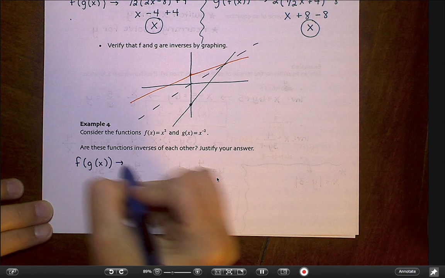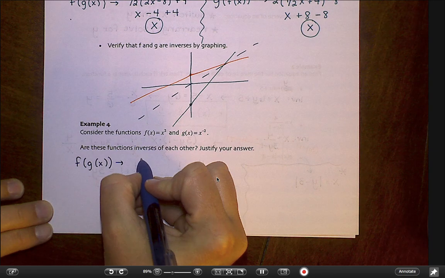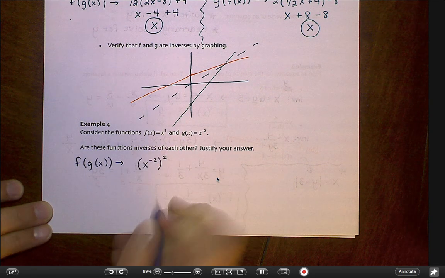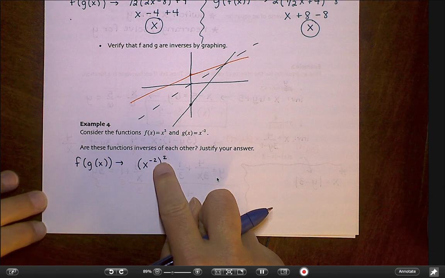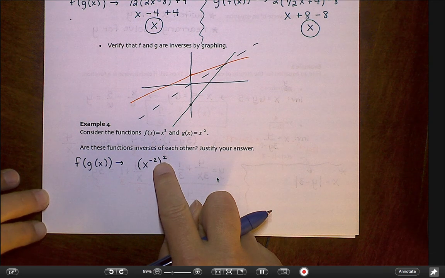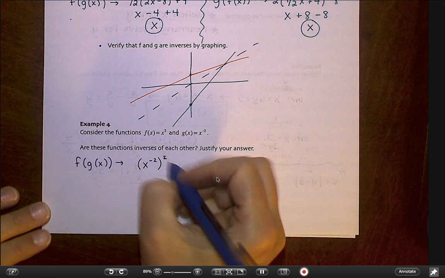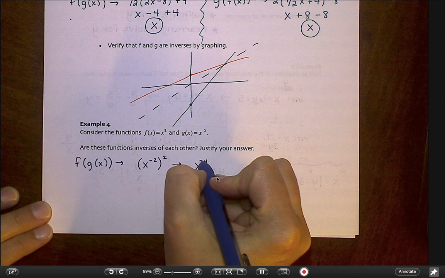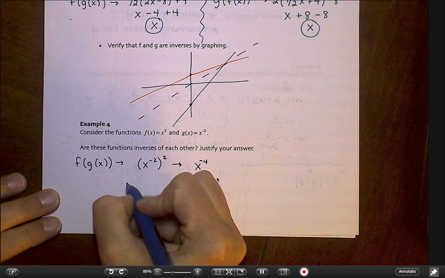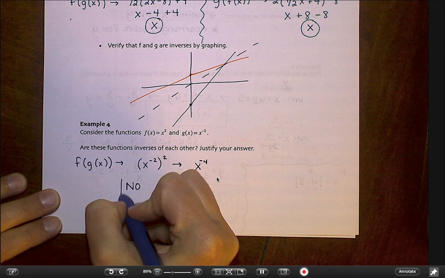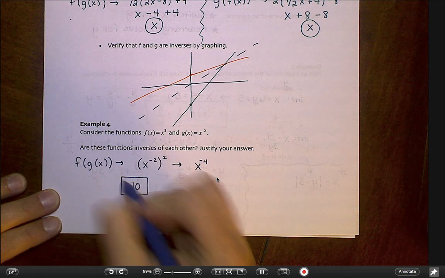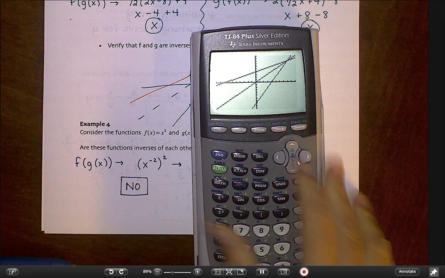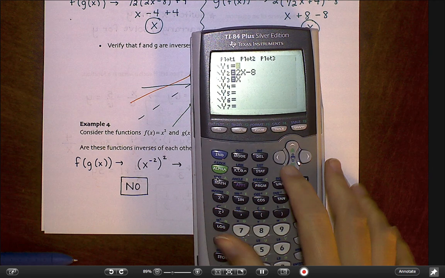So f of g of x would be x to the power of negative 2, squared. And so the question is, do these two things cancel each other out? They do not, because when you raise a power to a power, you multiply. So this would become x to the power of negative 4, okay? And so I would say, no, these two things are not inverses, which means I don't need to bother checking the other one. The other thing I could do, if I really wanted to, is graph these two things.